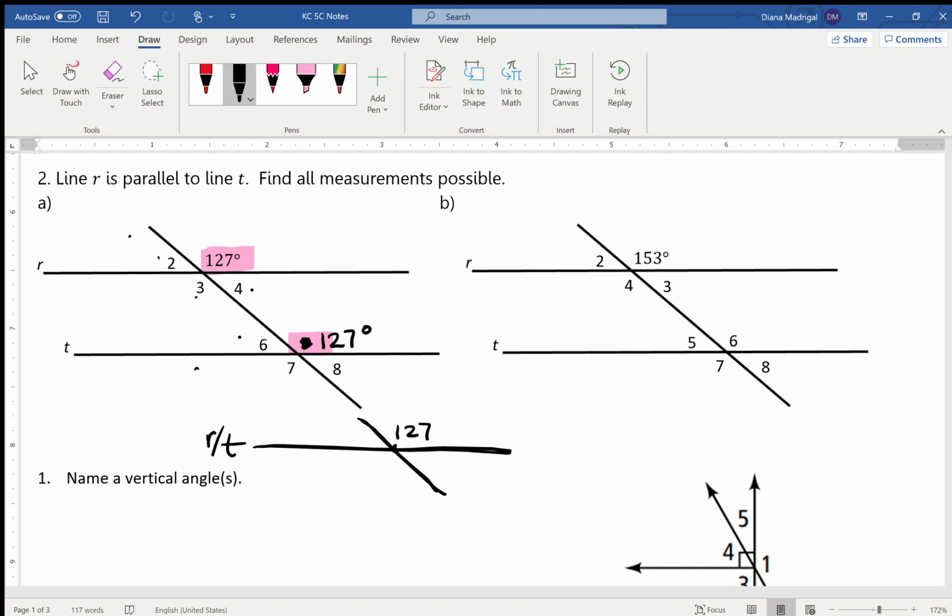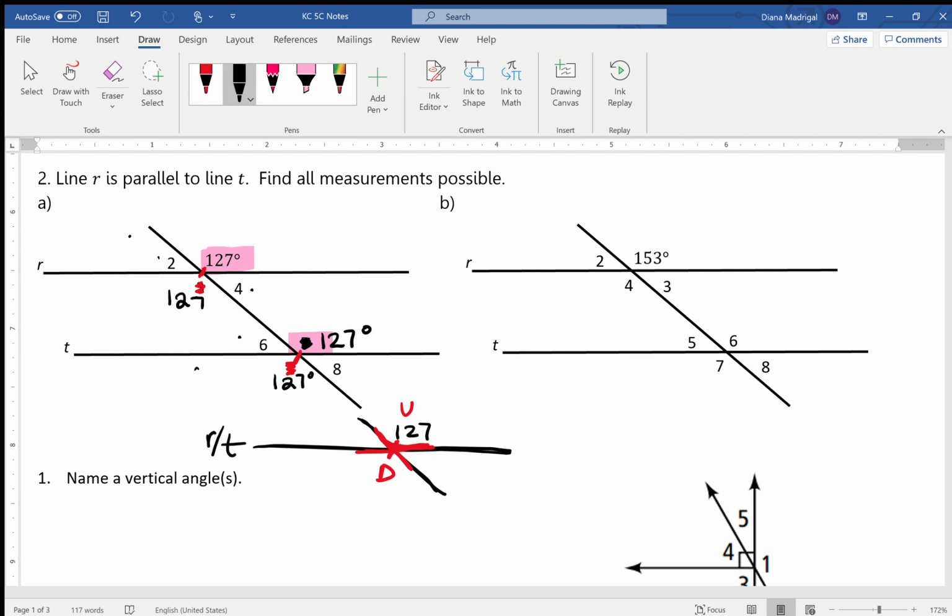Next, I can't use corresponding angles anymore. However, I can use vertical angles. Remember, vertical angles are across from each other. This V, where I have 127, is across to the bottom V, so up and down. That means the matching angles are also angle 7, because it's across from 127 here, and it's going to be angle 3. So this is also 127 and 127.